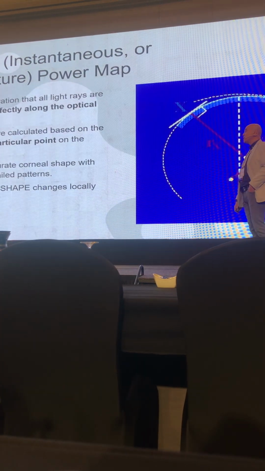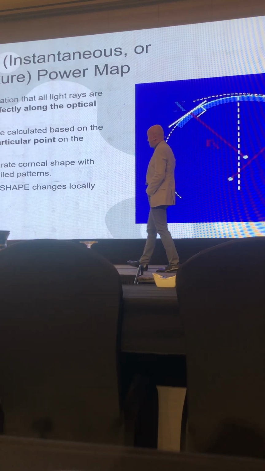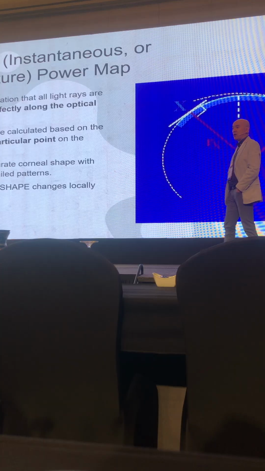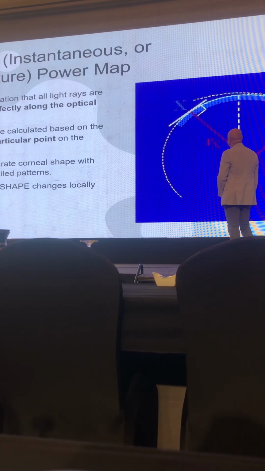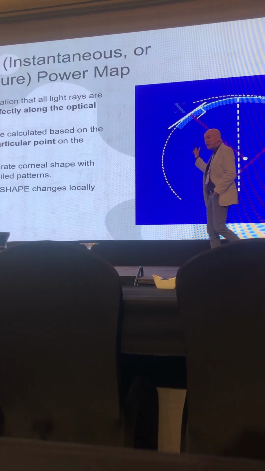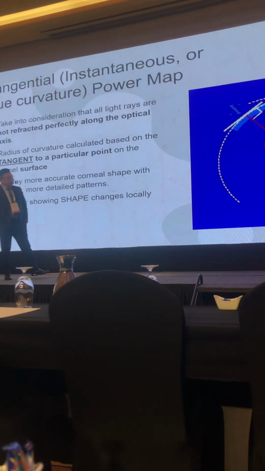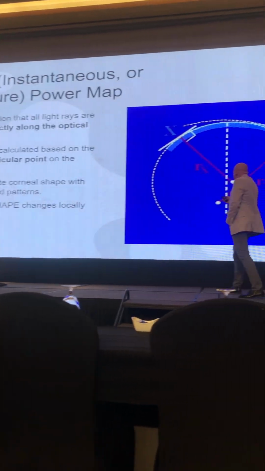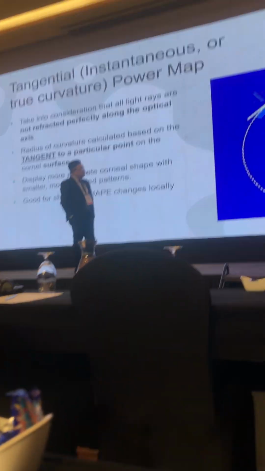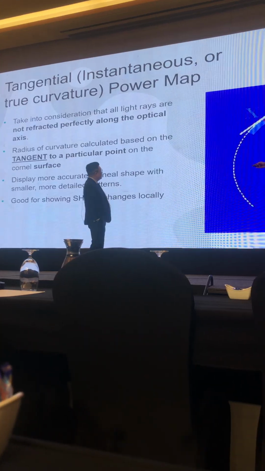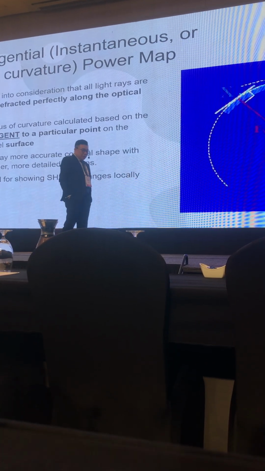Right. Tangential, also very, very important. Second language of orthokeratology. Yeah. T language. Key language. Take a look. Tangent. Okay, what the tangential map does is that the computer will measure the corneal curvature of each point, okay? Not based on the optical axis anymore, but rather it measures at the point where it's tangent to a particular point.